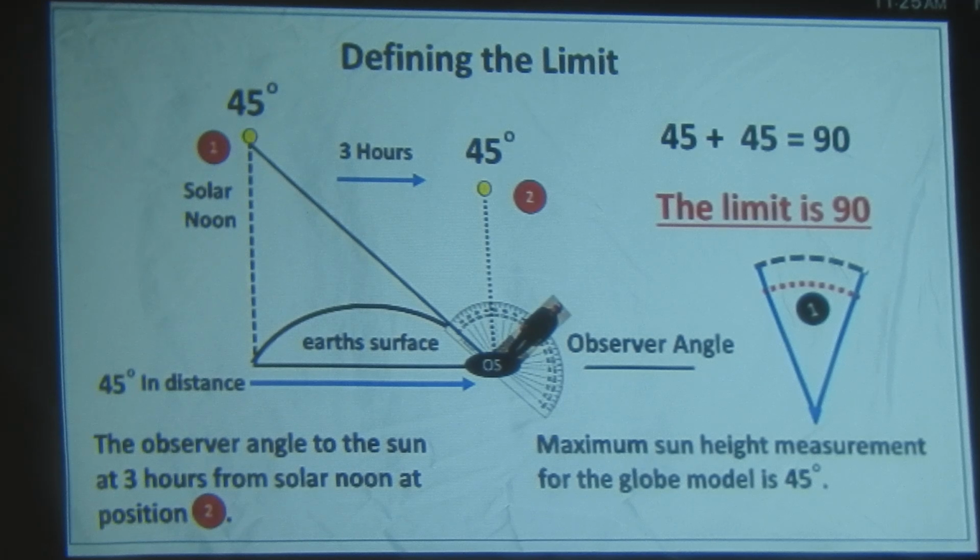I had a discussion with a professor of science in California, and he couldn't identify the limit for the globe model. So if you're at 3 hours or 45 degrees of the sun, what's the limit? He couldn't identify it. It's because they haven't learned it. They're not taught it. So if you're not taught it, it's going to be totally foreign to you. And that got him into trouble because he couldn't identify the limit. He didn't know the limit for his model.